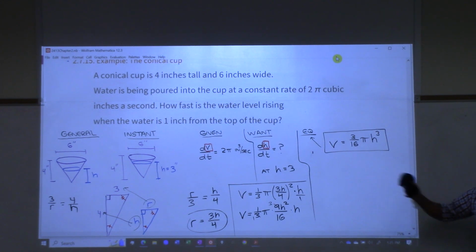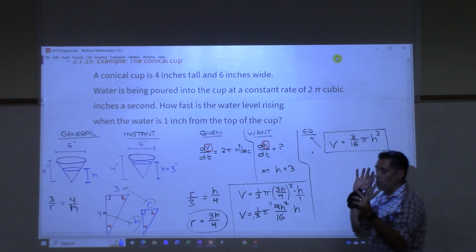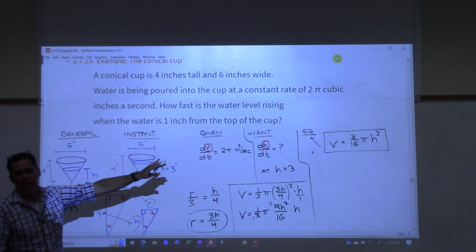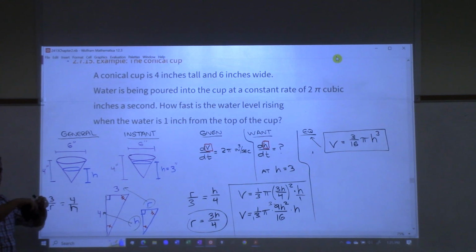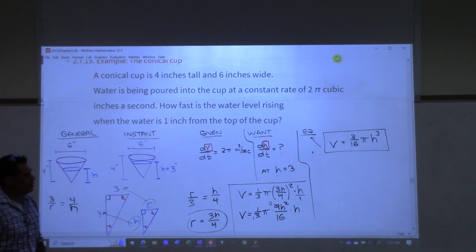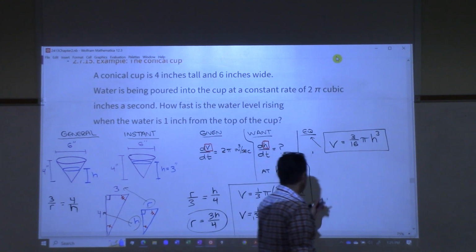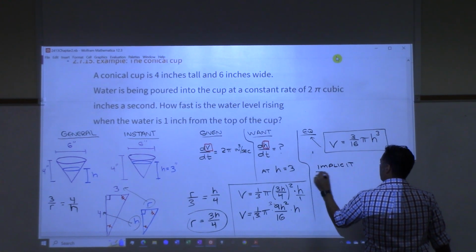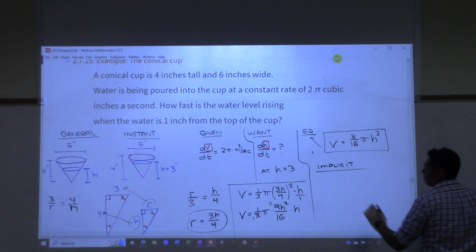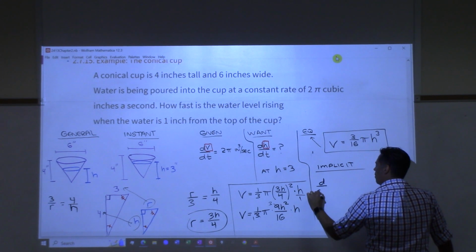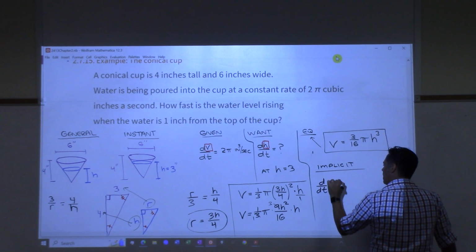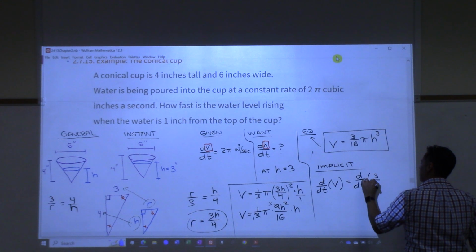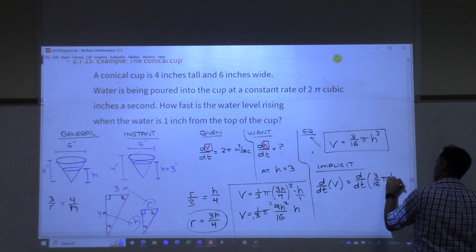I have an equation. This equation is only valid for this particular situation, right? That's not the volume of any cone. That's the volume of this cone. That's the relationship that we have. So now I'm ready to differentiate. Implicit differentiation, differentiating with respect to time. So the derivative with respect to time of the left side, v, equals the derivative with respect to time of the right side, 3/16 pi times h cubed.